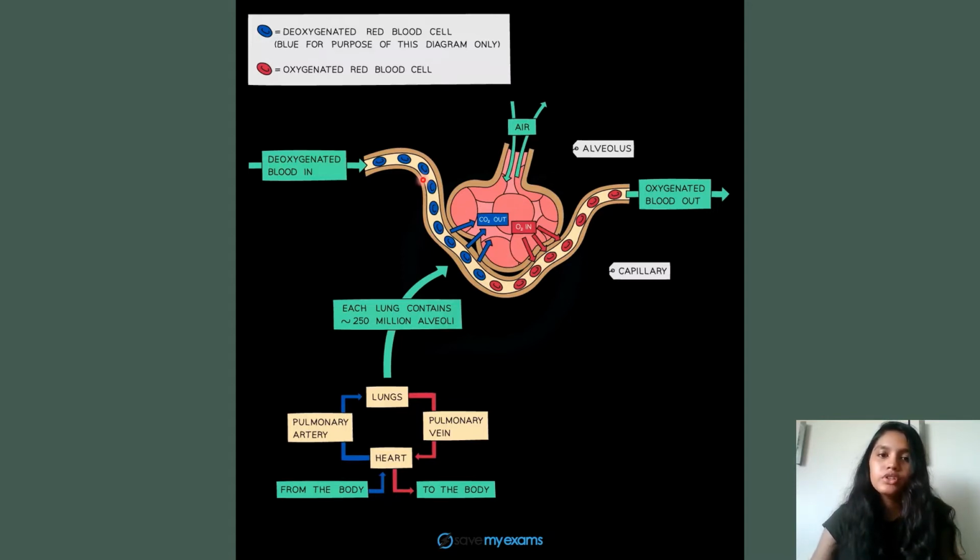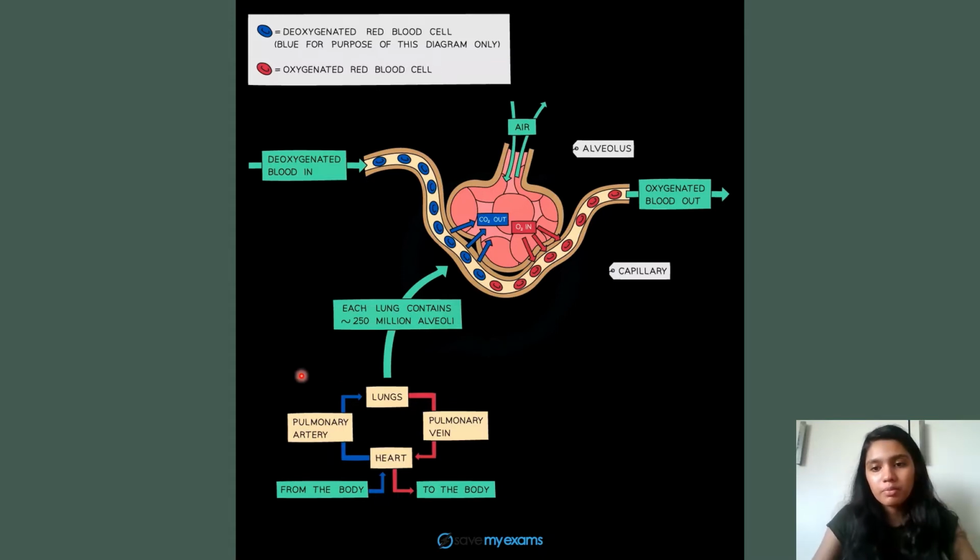So this is how it slowly transforms the blood from being blue, that is deoxygenated or impure, to pure or oxygenated, or red if we have to color it in. And your oxygenated blood leaves the capillary, enters the pulmonary vein and comes back to the heart. So this is basically what happens at your alveolus. And now we're going to look at, as a whole, how the gas exchange system works.